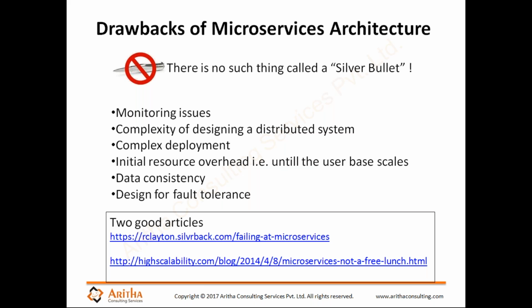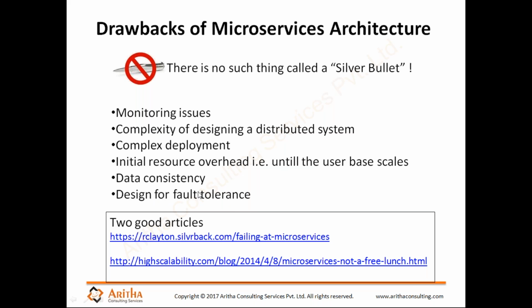Then there is initial resource overhead, until the user base scales up, because as against deploying one application, now you want to deploy multiple services which have their own runtime environments. Data consistency is a larger topic, maybe for another discussion. A lot of other patterns come into the picture while talking about microservices architecture, because each service can have a database of its own. So there can be data redundancy and data mismatch. How do I handle those things? This requires much deeper insight and thought about what we are trying to do while moving to microservices architecture. And because these are distributed architectures, we have to design keeping fault tolerance in mind. That ties tightly with the complexity of designing a distributed system. So fault tolerance is something to consider.